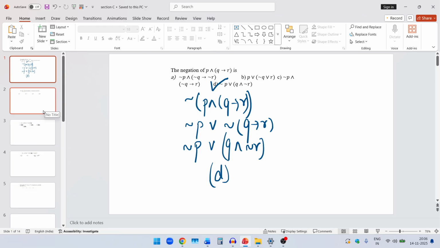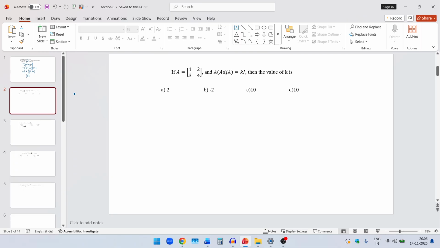Let's move to the second question. Here, the answer is determinant of A, and determinant of A, I guess, is -2. So the answer is -2, which is B. Here, whenever you have to find A times adjoint of A, remember it will always be determinant of the given matrix. So the determinant of A will be 4 minus 6, okay, which is -2.